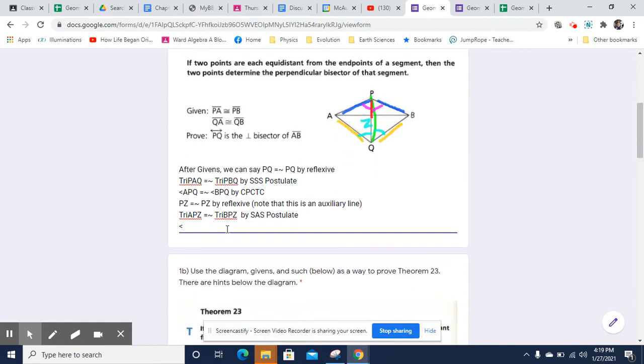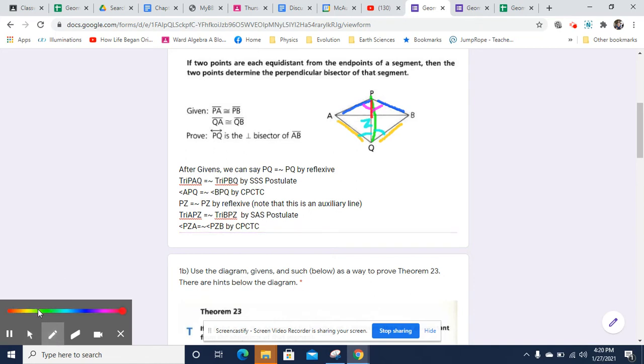Okay, so angle PZA is congruent to angle PZB by CPCTC. Corresponding parts from congruent triangles are congruent. And then with that, I'll go ahead and label those, of course. Let's see, what color do I want? I want orangish. So now I know this and this are congruent. And since they are congruent and adjacent to each other, then we can say that they are perpendicular.